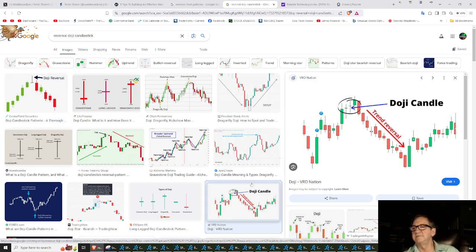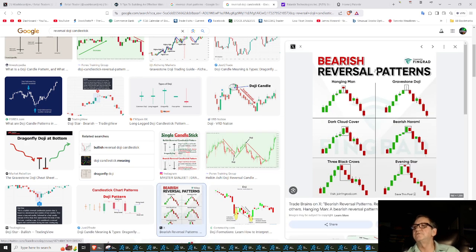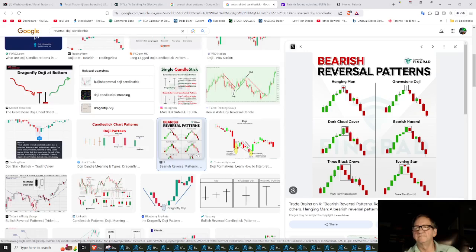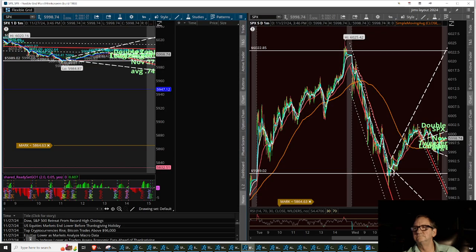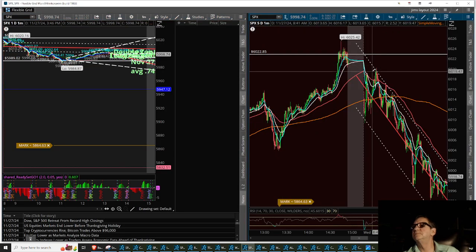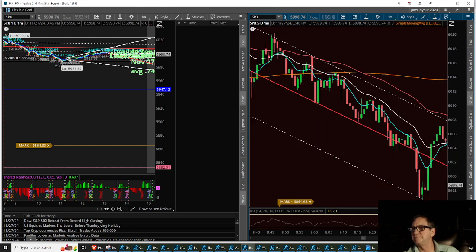So I want you to study them candlesticks. I want to look for what's going to cause that stock to reverse. Bearish reversal patterns: Hangman, Gravestone Doji, dark cloud cover, bearish harami, 3 black crows, evening star. When you see a reversal in a pattern, what is it? What's causing them reversals in them patterns, them stocks?